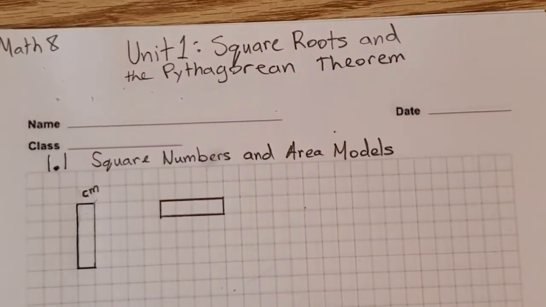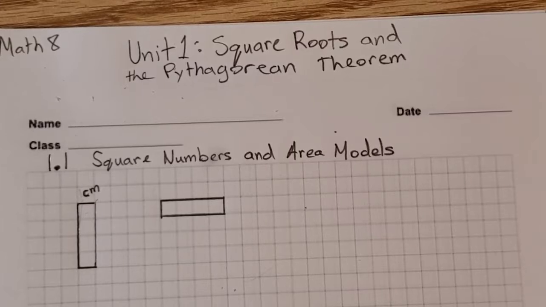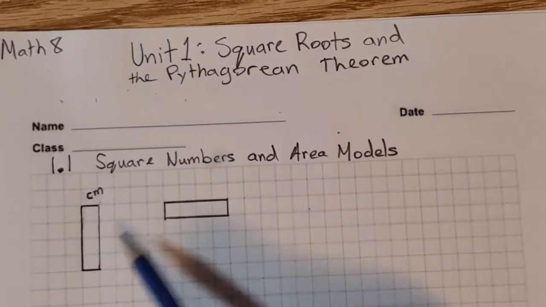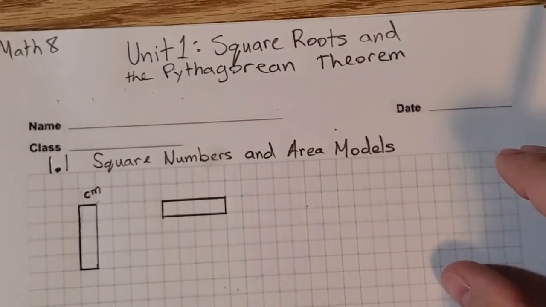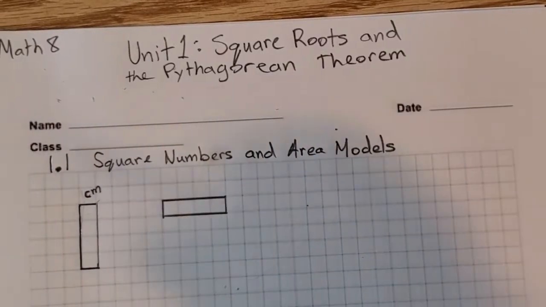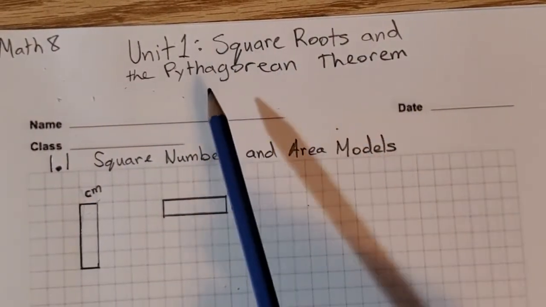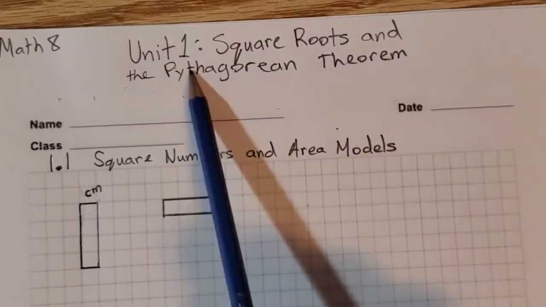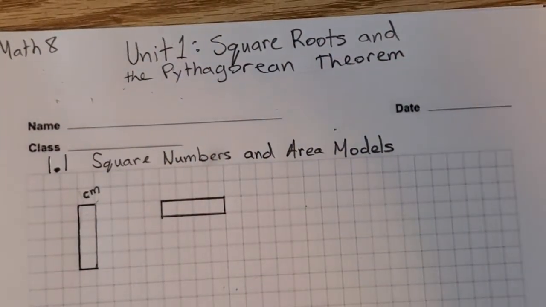So the first thing we're going to do in this unit is look at some area models, some rectangles we have here, and we're going to move on and develop some skills that will be used in order to do this Pythagorean theorem later on in the unit.